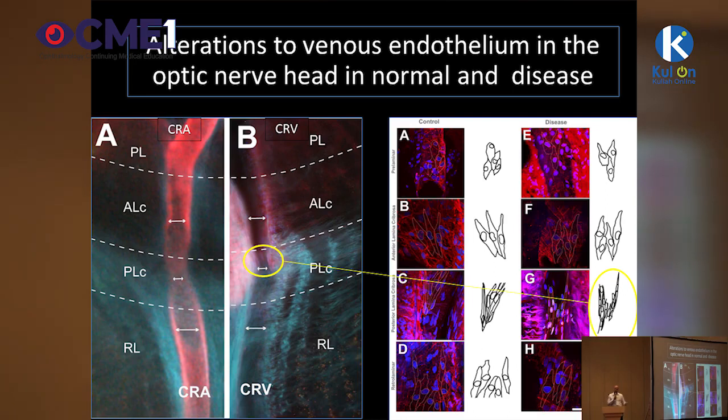And this is work which we did in our laboratory in Australia, where we looked at the retinal vein in normal human eyes, and we showed that the endothelial cells become very narrow. They almost look like arterial endothelial cells at the lamina cribrosa or just behind it. And that's exactly the site where you will get a thrombus in a retinal vein occlusion.